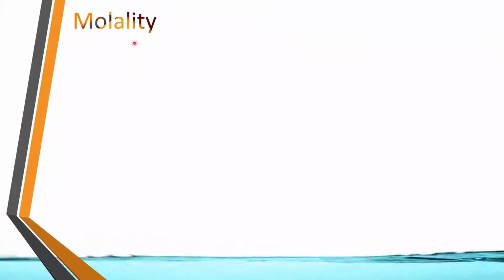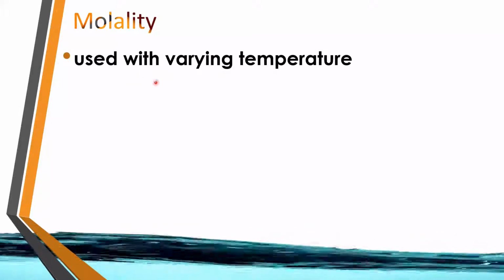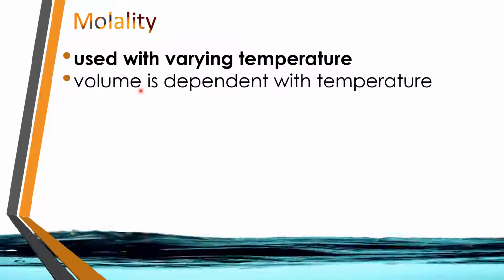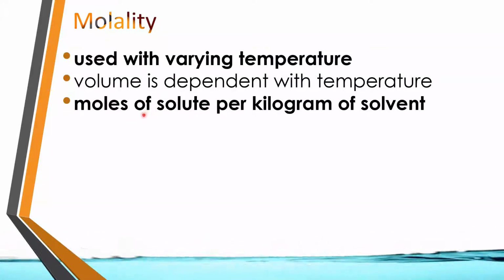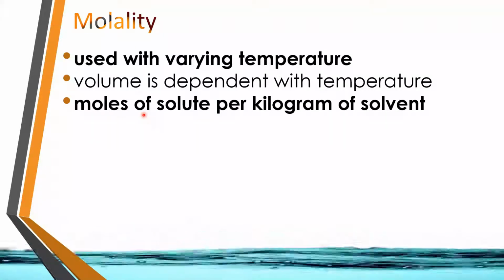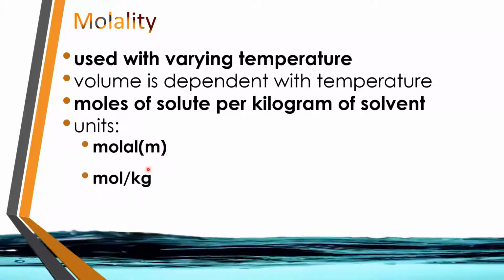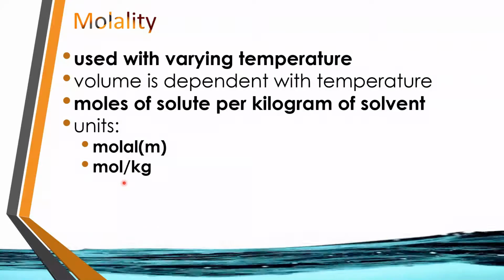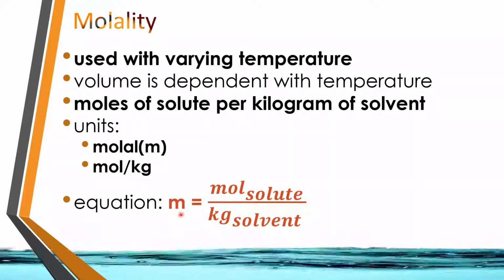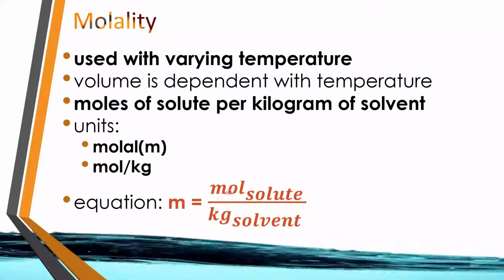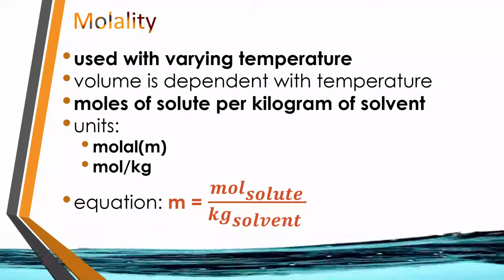Another unit is known as molality, which is used with varying temperatures since volume is dependent on temperature. It describes a solution through moles of the solute per kilogram of the solvent. Its units are molal or mole per kilogram. It is represented by the equation molality is equal to the moles of solute divided by the kilograms of solvent.